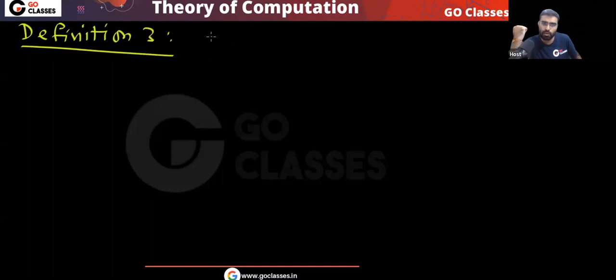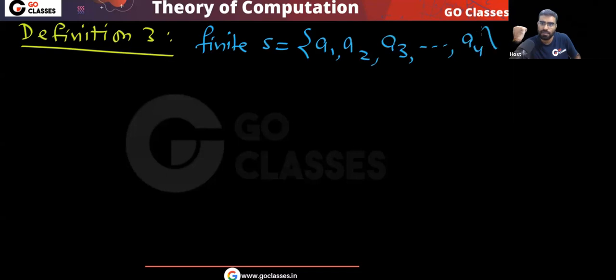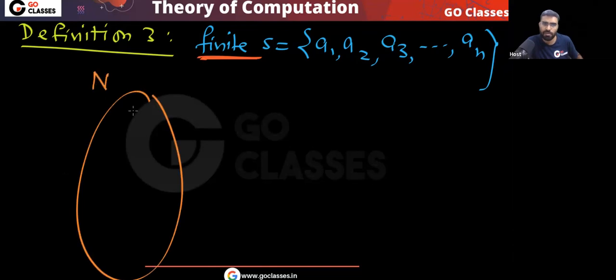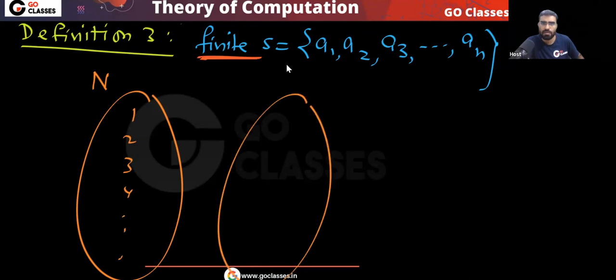I want to prove that this finite set S is countable. Using definition 3, what will I do? Tell me. Give the entire S to 1.